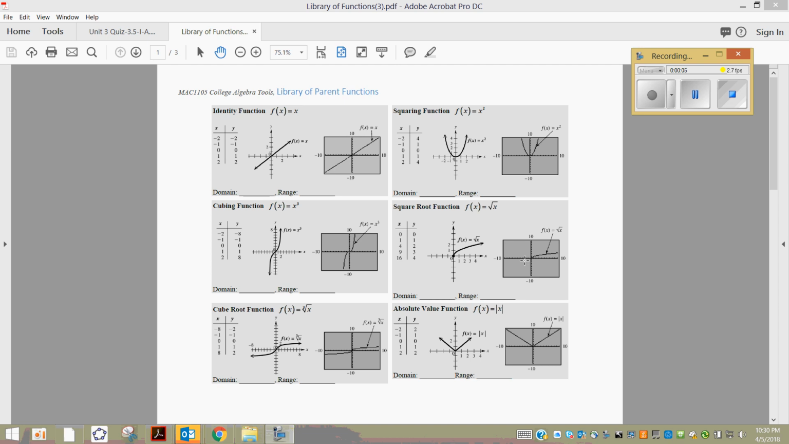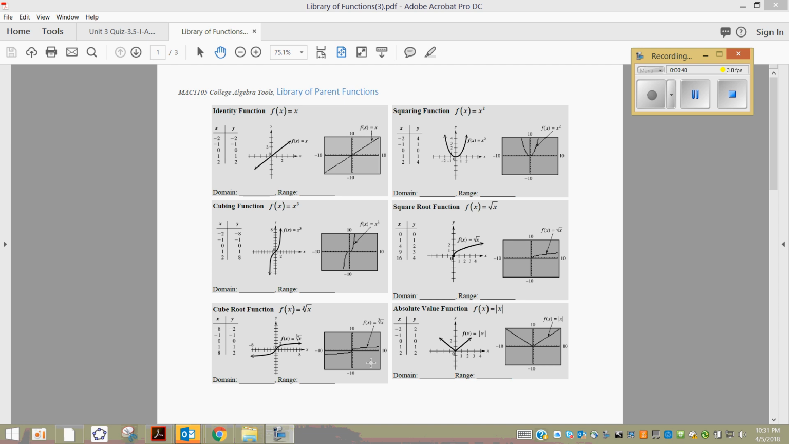We're going to look at rational functions, and I have open here the handout I gave you, which summarizes the basic versions of the most common functions, such as the linear function. This is actually the identity function, y equals x, the squaring function, x squared, the cubing function, the square root function, the cube root function, the absolute value function, very common ones we've looked at in previous sections.